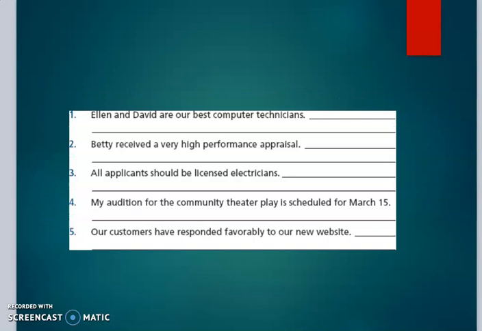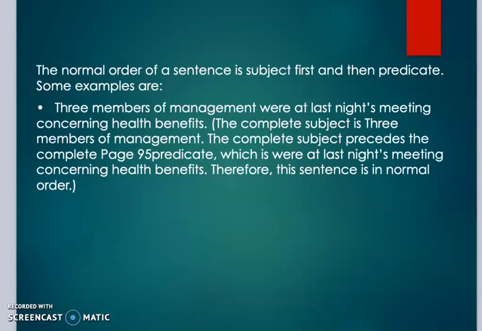Here's another thing that you could pause. Make sure you check your thought process so you understand it. Pretty simple. I think you probably will pick it up pretty quickly. Normal order of a sentence is the subject first and then the predicate. Here's some examples. Three members of management were at last night's meeting concerning health benefits. The complete subject is three members of management because it came first, right?